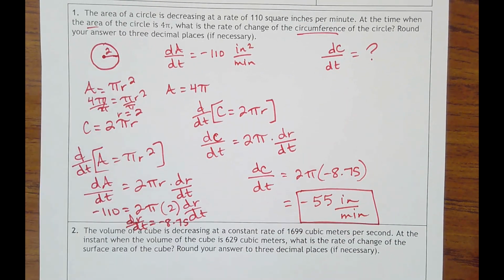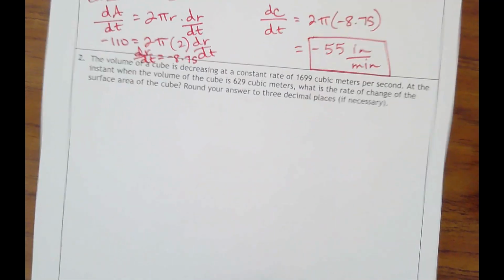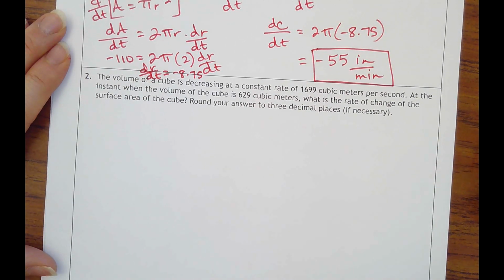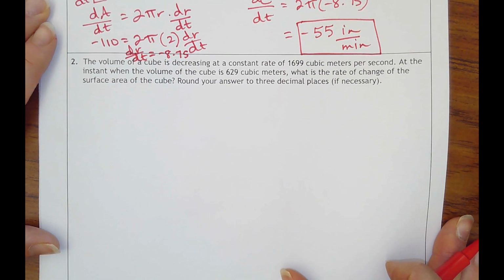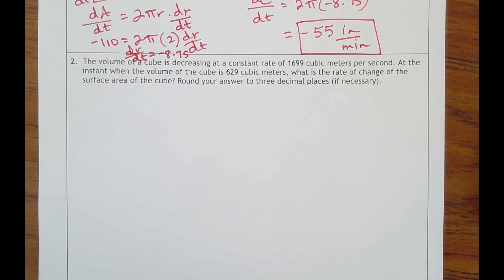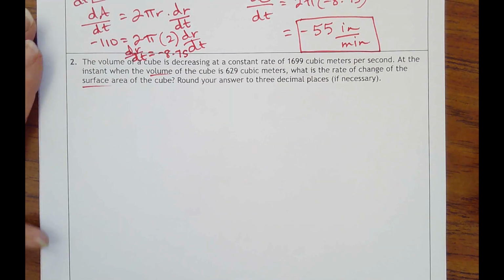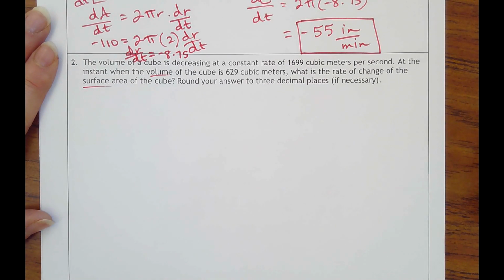Number 2. Volume of a cube is decreasing at a constant rate of 1,699 cubic meters per second. At the instant when the volume of the cube is 629 cubic meters, what is the rate of change of the surface area of the cube? So we're using volume and surface area. Round your answer to 3 decimal places.